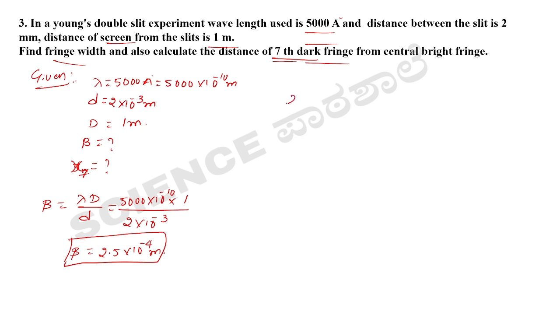That is xn is equal to (n minus 1 by 2) into lambda capital D by small d. So what is n here? n is equal to 7. So that is x7 is equal to (7 minus 1 by 2). What is lambda? 5000. We know the formula, lambda D by small d is equal to beta. Directly substitute this beta value here. No need to substitute again.